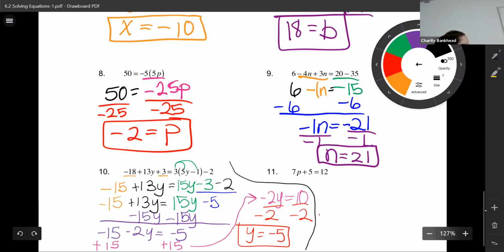All right. And number 11, I need to get p by itself, so I'm going to subtract 5 from both sides. So that would give me 7p equals 7, and then just divide both sides by 7. So p equals 1.